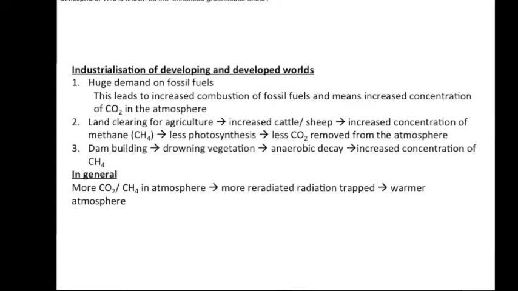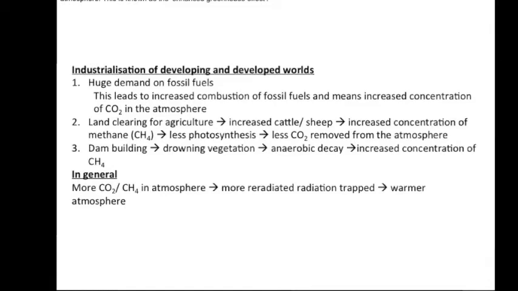Land's being cleared for agriculture, hence the methane, and again, less photosynthesis, less CO2 being removed. One of the ones we didn't talk about is dam building. This is drowning vegetation. So things like reservoirs are our dams that we're talking about in this case. We need a lot more access to water. So we build these big dams to give us access to water. This then drowns the vegetation.